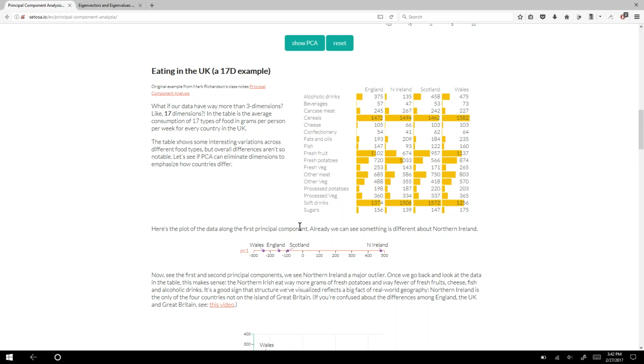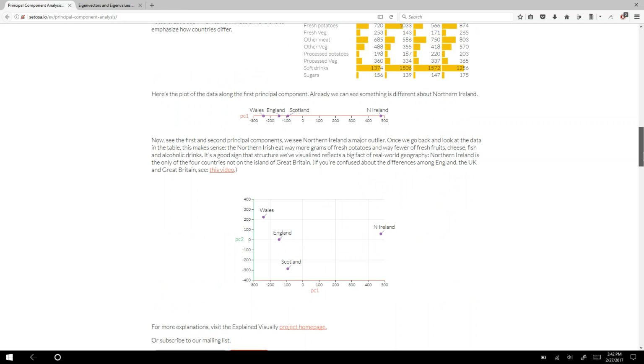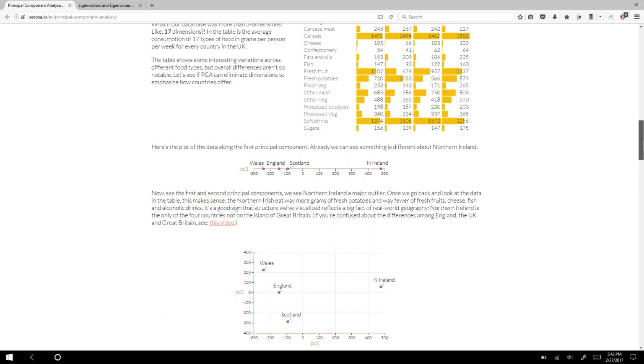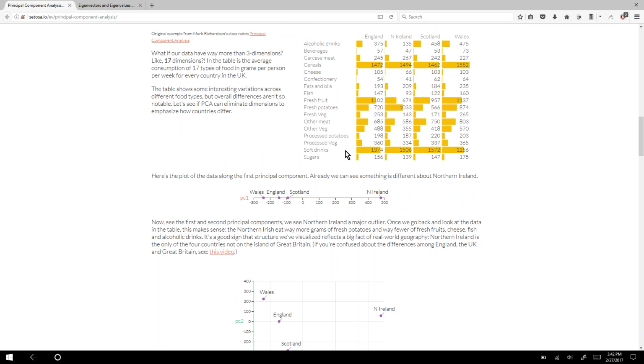However, if we do principal component analysis and project it, what we see is that Wales, England, and Scotland have dietary habits that are more similar to each other, and Northern Ireland is quite different as far as dietary habits go. Any idea as to why that might be the case? This is based on the data.